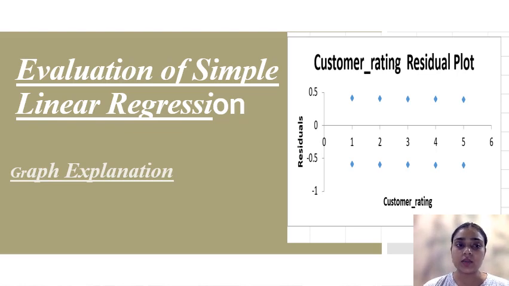This slide is about the evaluation of simple linear regression. As the residual plot is shown for the residuals and for the customer rating variable, it means the performance of the regression is good, as it met the assumption of linearity of simple linear regression. So the regression is right, as it meets one of the assumptions regarding the regression, which is linearity. According to this assumption, the graph should be in the form of a straight line.